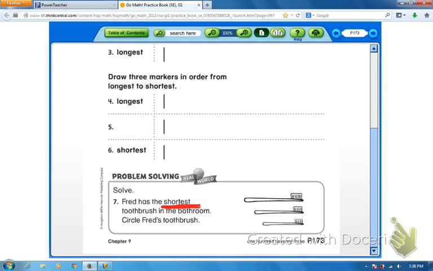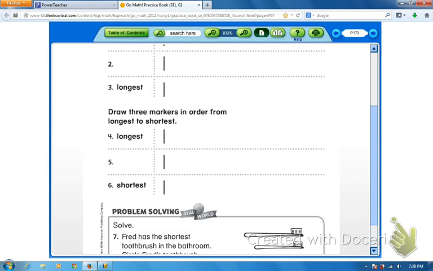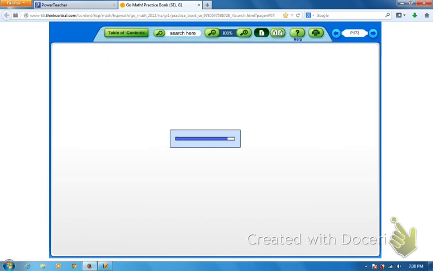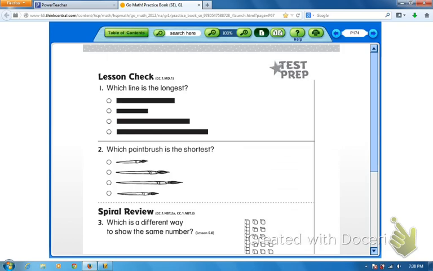On the back side of the homework, if we go back up to the top, it says which line is the longest. Once again, that vocabulary word, keep talking about it. What does longest mean? Ask the students that. Ask your child that. Number 2, which paintbrush is the shortest?